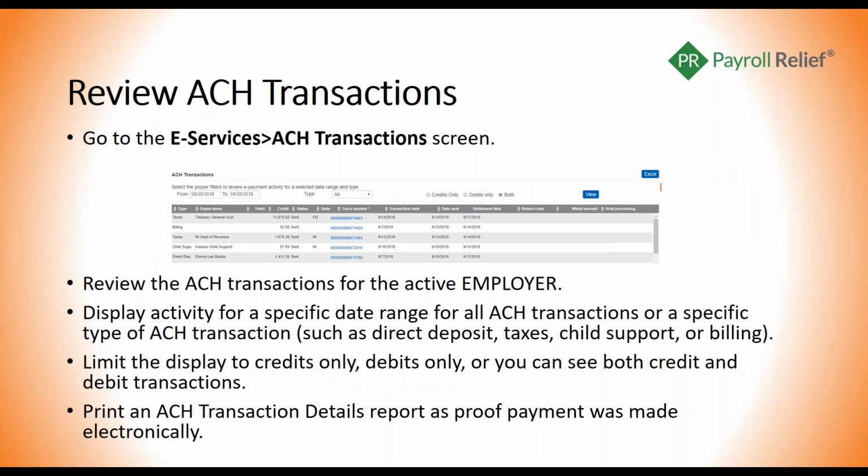Finally, you can easily review all transaction history online for your employers under the ACH Transactions screen in eServices. This includes transactions that have already been processed, are being processed, or are scheduled for future processing. You have the ability to pull only debits, credits, or all transactions. You can also print the transaction detail report as required.